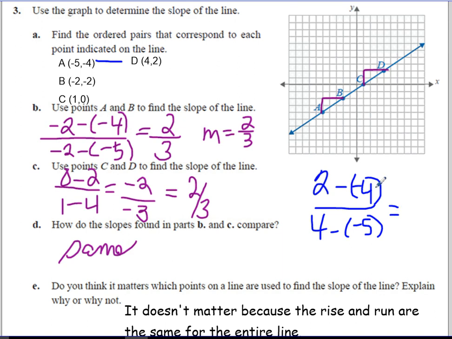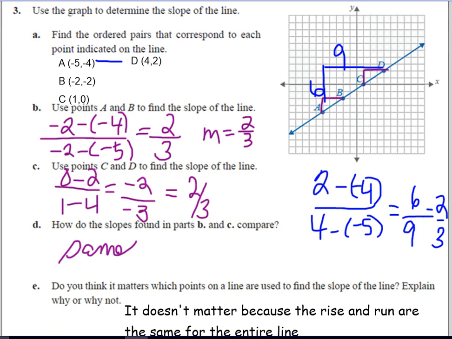2 minus -4 is 6. And then 4 minus -5 is 9. That doesn't look like it matches. 6/9 isn't 2/3 until you simplify. 6 divided by 3 is 2, and 9 divided by 3 is 3. So you still get the same slope. So even if you're going from A to D, we saw that that was up 6 and right 9. It simplifies down to the 2/3.